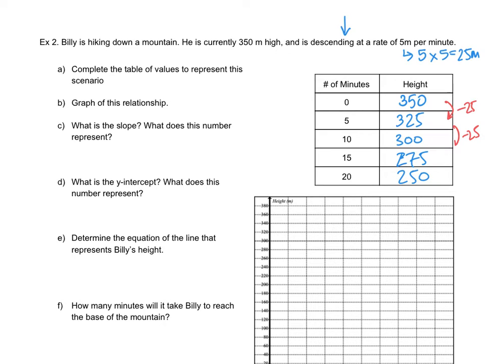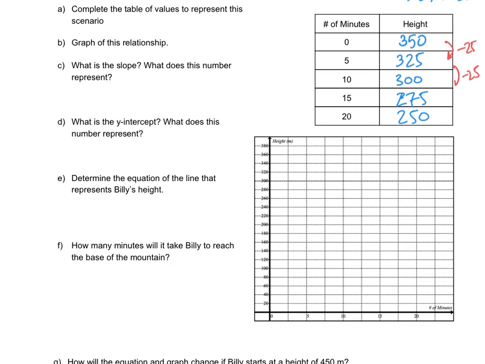Now, let's go ahead and graph this relation. So at 0 minutes, we're at 350, so roughly here. Then at 5 minutes, we're at 325. We do have to estimate a little bit. At 10 minutes, we're at 300. At 15, we're at 275, so close to 280. And finally, at 20, we're at 250. And now we can connect the dots. And again, here I'm going to draw my arrow at the end of the line on the right, not to the left, because I don't have negative time.